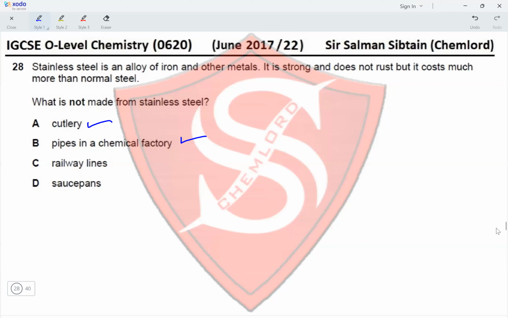a key requirement for railway lines. A lot of steel is required for manufacturing railway lines, so this would make it too expensive. So this cannot be a use of stainless steel. And saucepans are made from stainless steel. Again, we are going to be using it to cook food, and food has acid and alkali in it, so the steel does not need to react with the food. So it is used to make saucepans. Therefore, the correct option for this question is option C.